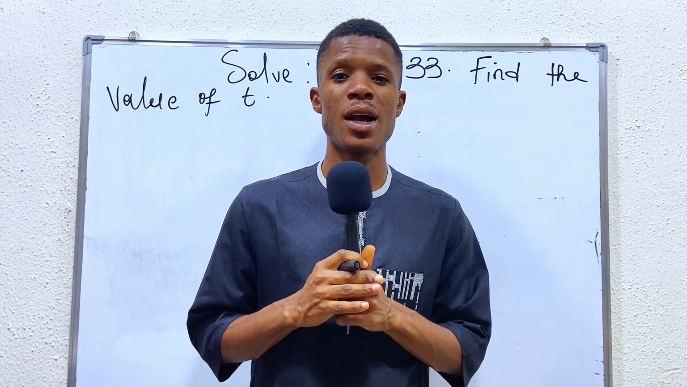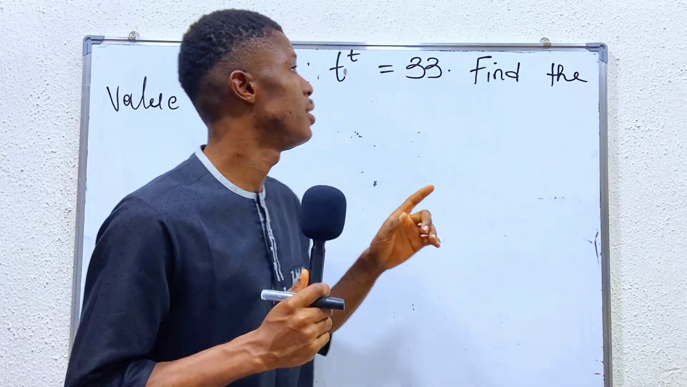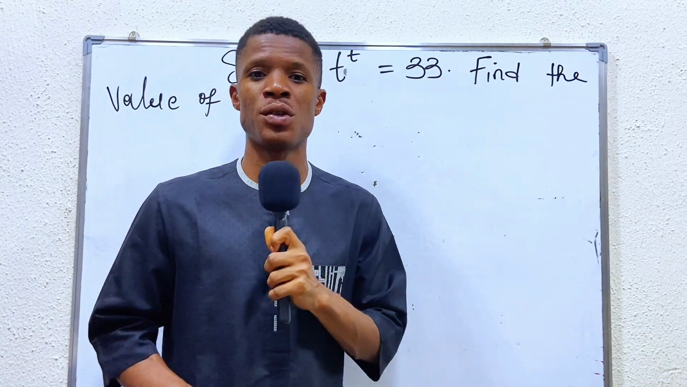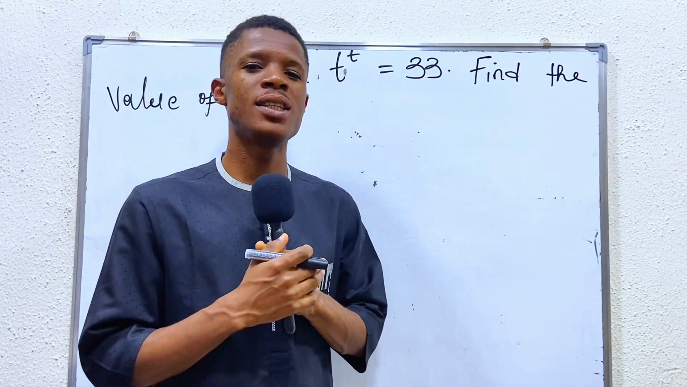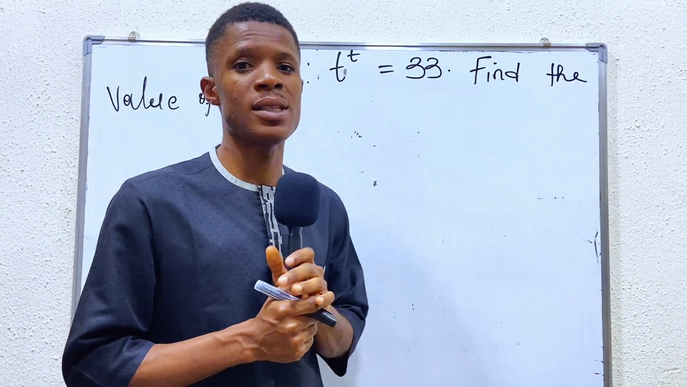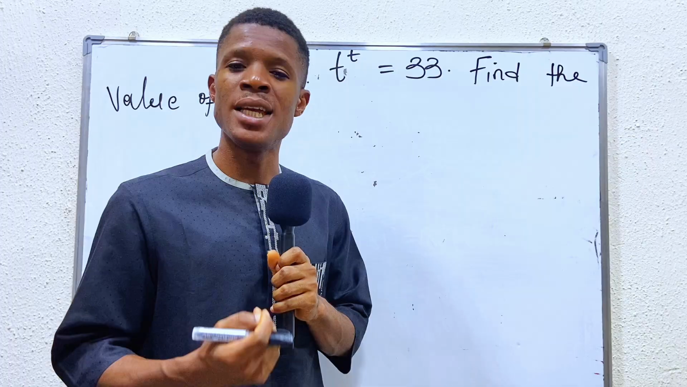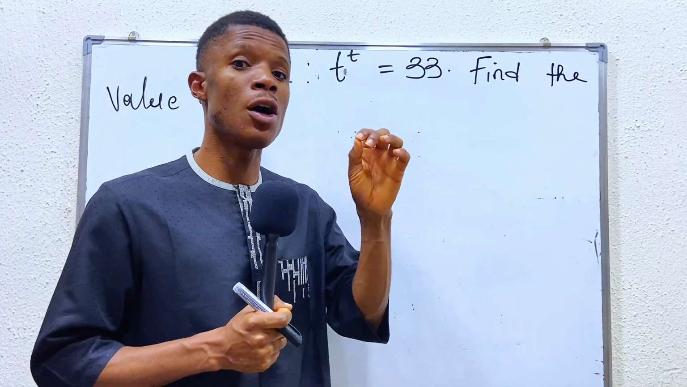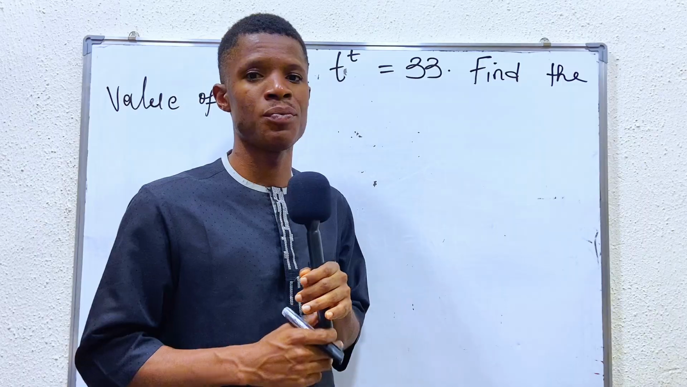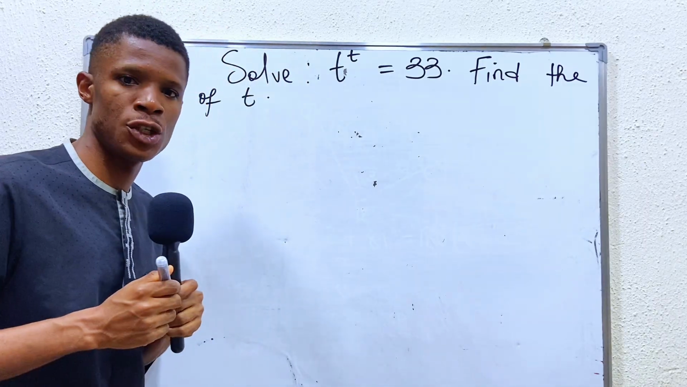In this tutorial, we are expected to find the value of t in t to the power of t is equal to 33. Our goal is to find the exact value of t that can satisfy this particular equation. Indeed, we are trying to know the number that will raise to itself to give us 33. Let's try and make our initial guess.